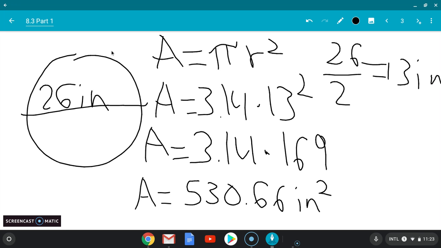All right, guys, so that's basically it for part 1 of 8.3. So just remember, area formula is pi times radius squared. Make sure to look over the page in the book.